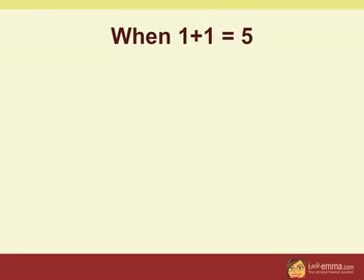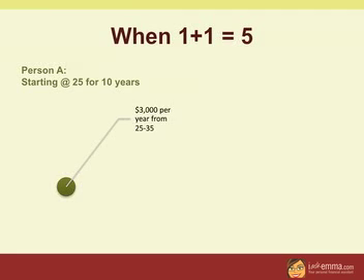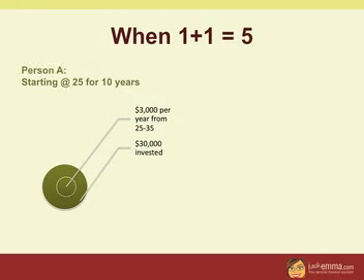For simplicity's sake, let's call them Person A and Person B. Person A starts at the age of 25, putting $3,000 a year away into a retirement account. They do this for 10 years, from age 25 to 35, so they have invested $30,000.